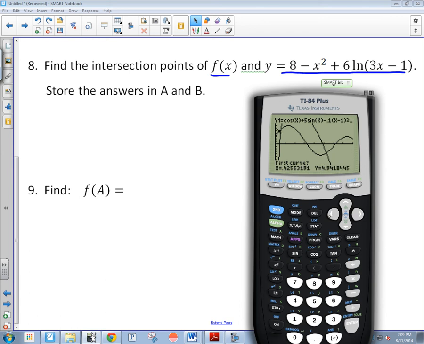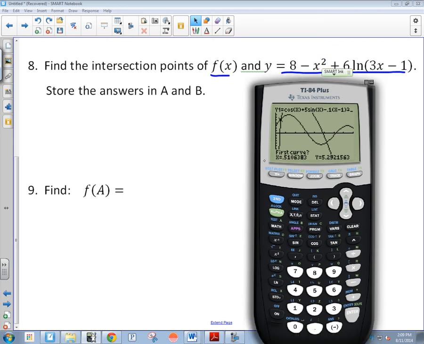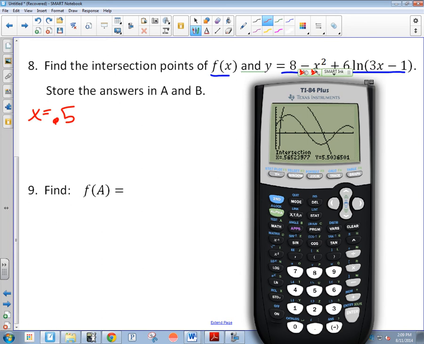Lots of fun. On your calculators, you can hold it down. My screen just doesn't let me hold it down, so I get to bang on the button until it's right about on top of it, and I hit enter. On first curve, it says second curve. I hit enter again. It says guess. I hit enter again. And it'll tell me it crosses at the intersection point of x is equal to 0.565. So I'm going to write down x is equal to 0.565. That is an answer. Okay?